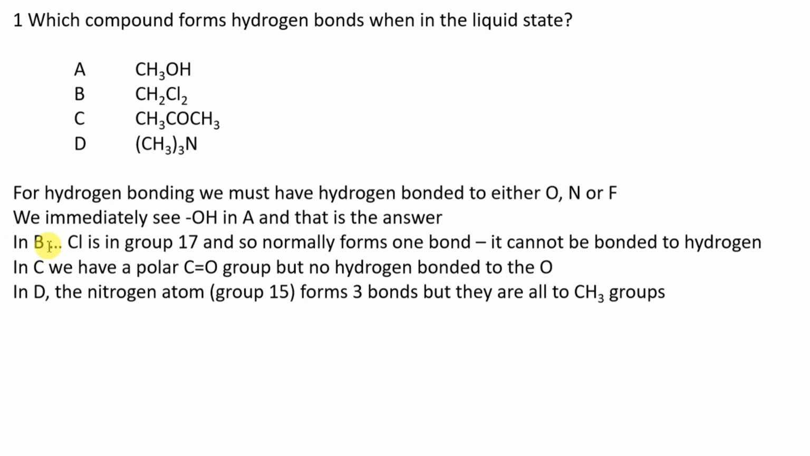Looking at the other options, in B, Cl is in group 17, so normally forms one bond. It cannot be bonded to hydrogen, so I don't have oxygen, nitrogen or fluorine bonded to hydrogen, so no. C, we do have a polar C double bond O carbonyl group, but no hydrogen bonded to the oxygen. And in D, the nitrogen atom, well, that's oxygen, nitrogen or fluorine. We have nitrogen there, but its 3 bonds are all bonded to CH3 groups.